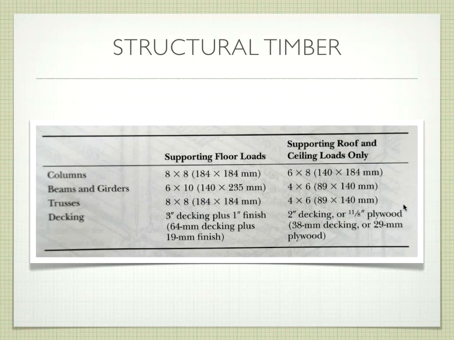Beams and girders, we're looking at 6x10s minimum, but we can get up into the range of the glulam that I showed you, big beams, okay? The trusses are going to be made usually with 8x8s. Decking is usually 3 inches. So we're looking at very big scale materials, not something like the light frame, which is why we call it heavy timber frame.